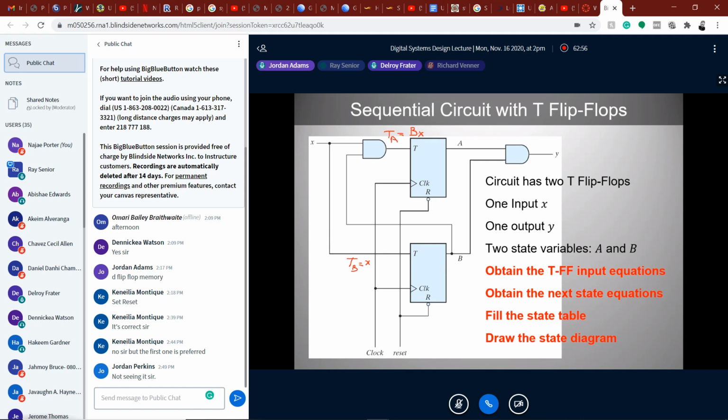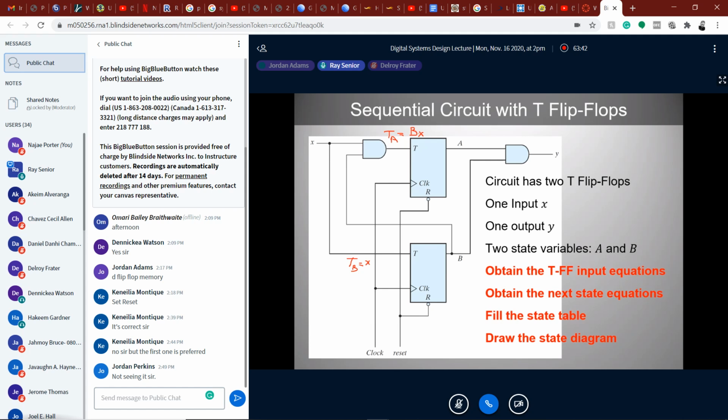How do you end up getting TA equal BX? Follow the lines on the diagram. There's an AND gate just in front of the T input on the T flip-flop. Look at what signals are being ANDed together. Look at what comes out of the AND gate. See it now? I'm seeing BX come out of the AND gate.